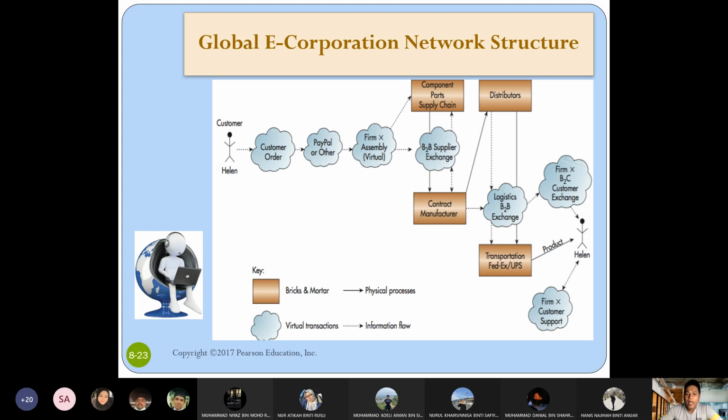So if you look from here, they have two keys. The first one is bricks and mortar. This is based on the physical processes. And then the virtual transaction, they use the information flow. So they have different things. Either they choose the virtual transaction, which we can call an application in electronics, and then the physical processes are in brown color. That's the physical bricks and mortar part. All right. So that's the global e-corporation network structure.